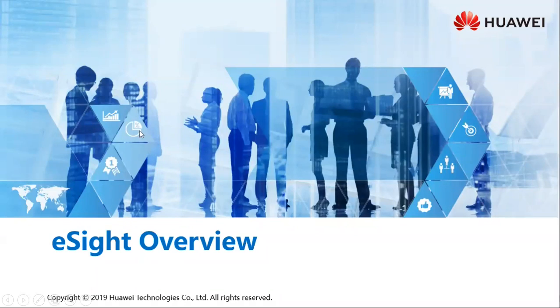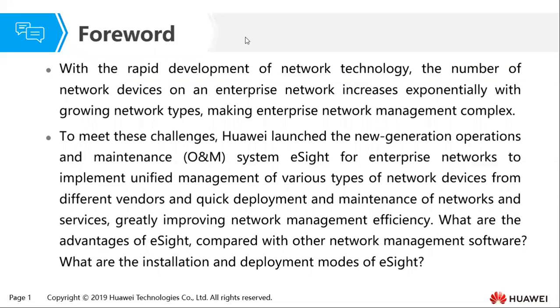So we have a topic here called eSight overview. So we're going to learn about eSight. eSight is the software Huawei owned and created software that you can use to manage your network. So it's an NMS, a network management system. So we just want to understand how it works.